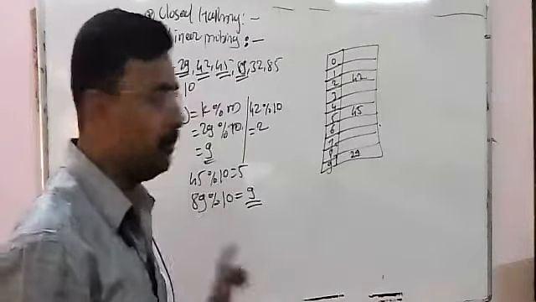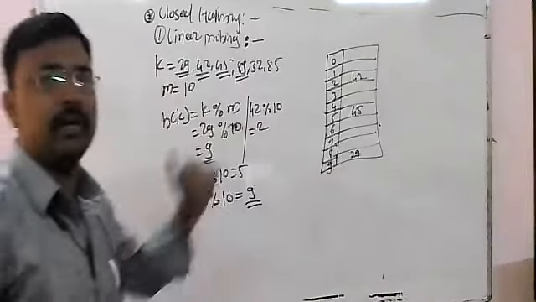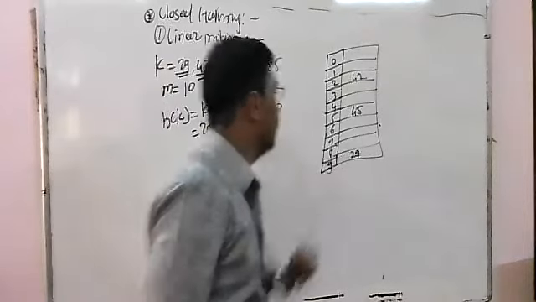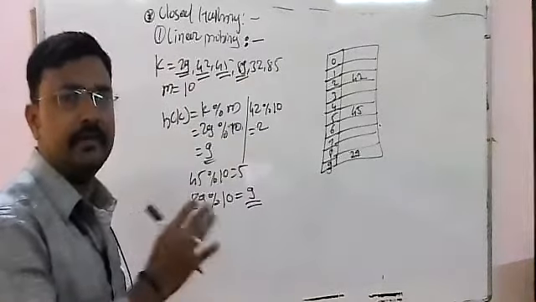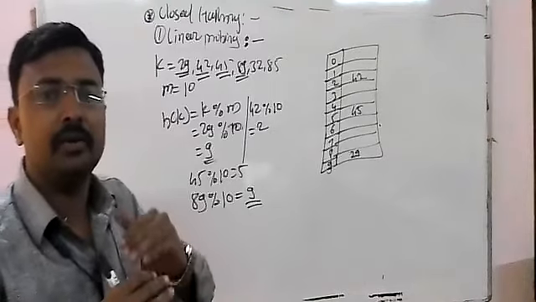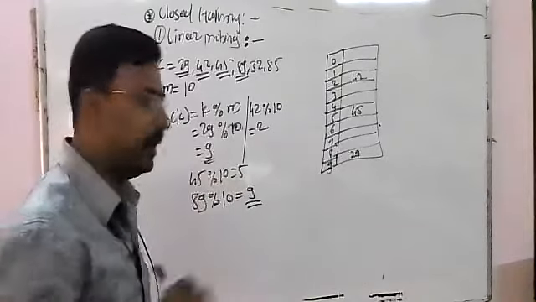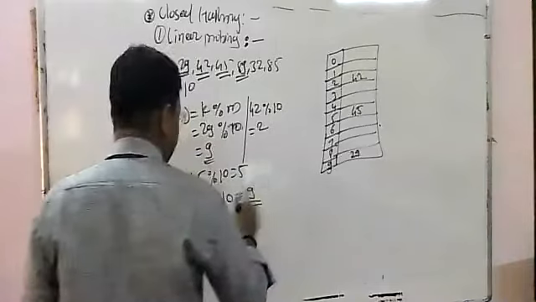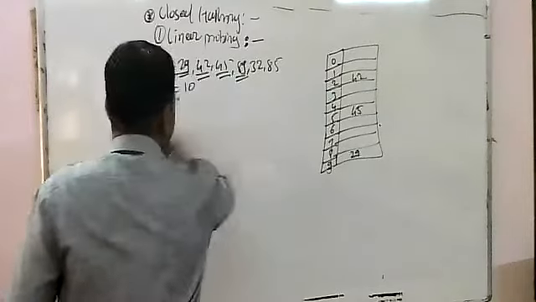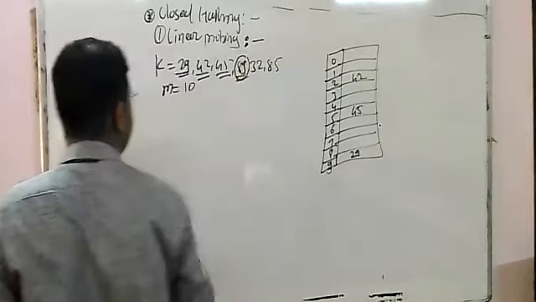But what is the problem there? 89 at position 9, where there is already one element, and that element is 29. Now, if such a condition occurs, then we are going to apply linear probing. So here we are going to calculate the new index value for this element, 89.